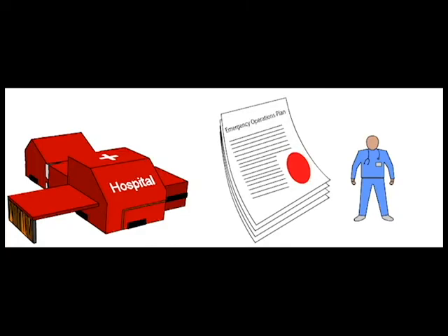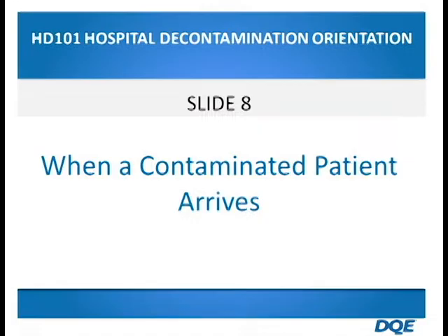This plan should include the results of your Local Hazard Vulnerability Assessment, or HVA, which would identify your facility's risk of seeing contaminated patients. In it, you should find details of exactly what to do when faced with a contaminated patient. If you are unsure, ask your department manager for direction or request a copy of the plan.